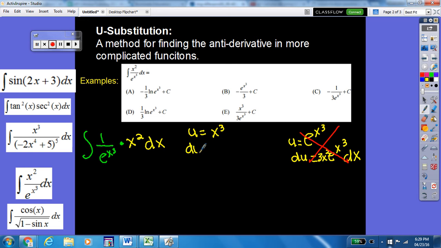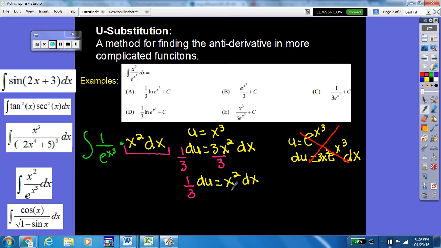If I take the differential, that'll give me 3x squared dx, which is good news. I have an x squared that I want to get rid of right here. And I have almost an x squared here. Let me go ahead and divide everything by 3 because I want that x squared dx. Same thing as multiply by 1/3. So now I have 1/3 du is going to equal x squared dx. That's perfect because x squared dx is exactly what I'm trying to replace. So 1/3 du will take care of that.